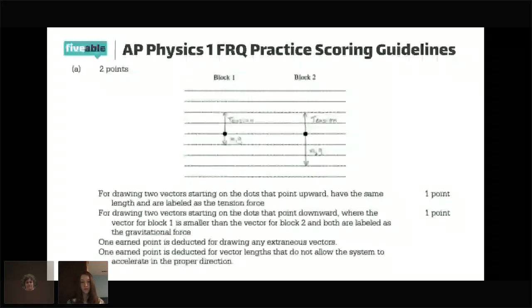So if you had anything else, the only thing I could see is maybe drawing a force of air resistance, but they're not moving very fast. They are moving, but that doesn't matter. But again, no extraneous vectors. Just do what the problem asks you to. It says one point is deducted for vector lengths that do not allow the system to accelerate in the proper direction. So what that's saying is if you drew M1G as greater than M2G, then it would accelerate in the wrong direction. So you do need that requirement there.